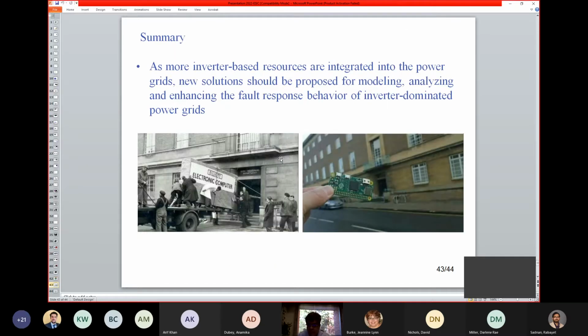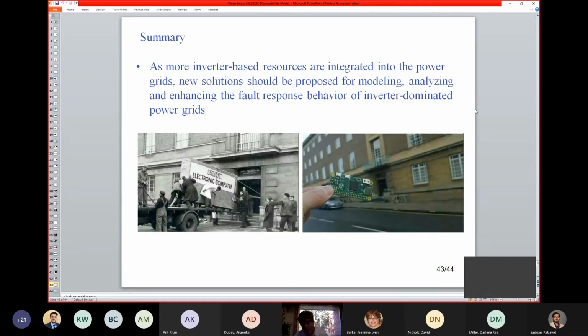So the summary of all of this discussion that I had here is that as we integrate more inverter-based resources to the power grid, we need new solutions for modeling, analyzing, and enhancing the fault response behavior of inverter-dominated power grids. That is the required thing, because we have to make sure the operational security is maintained.